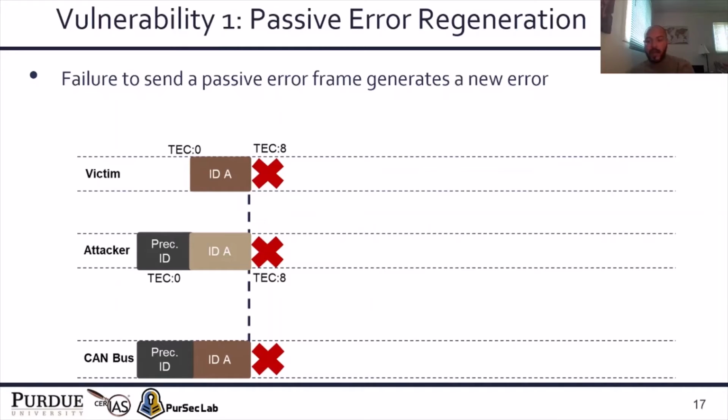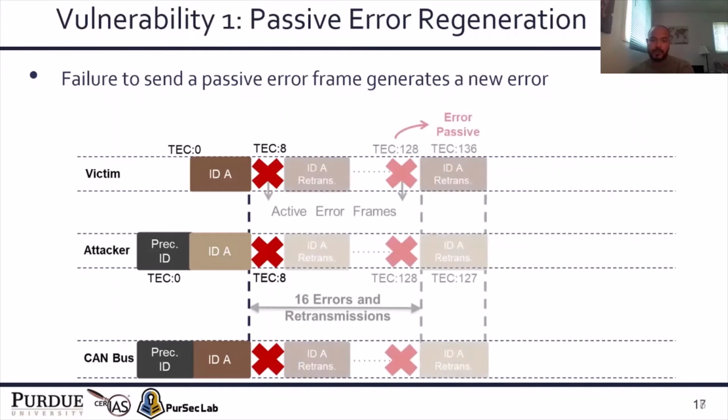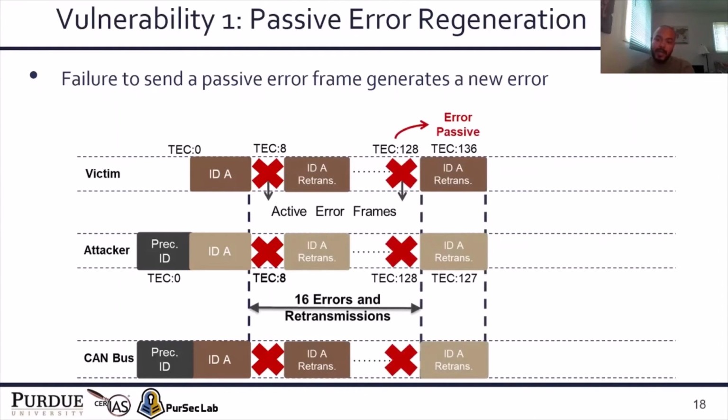Because of the automatic retransmission feature enabled by default on all controllers, both the victim and the attacker will attempt to retransmit their message right after the conclusion of the error frame, leading to another simultaneous transmission and another collision. This self-destructive mechanism will repeat 16 times, at the end of which the victim will fall into the error passive state and try to signal the error using a passive error frame.